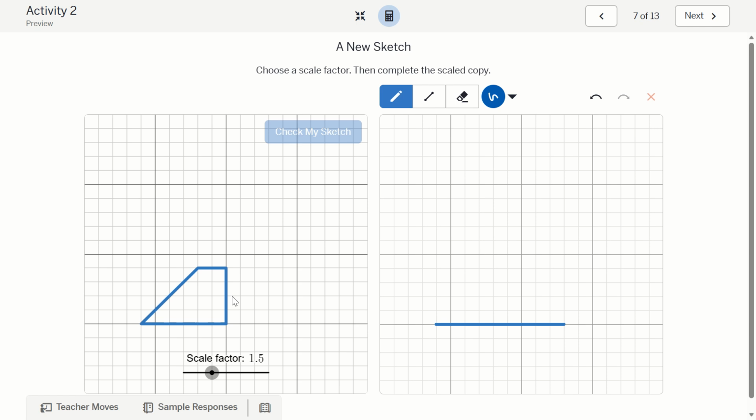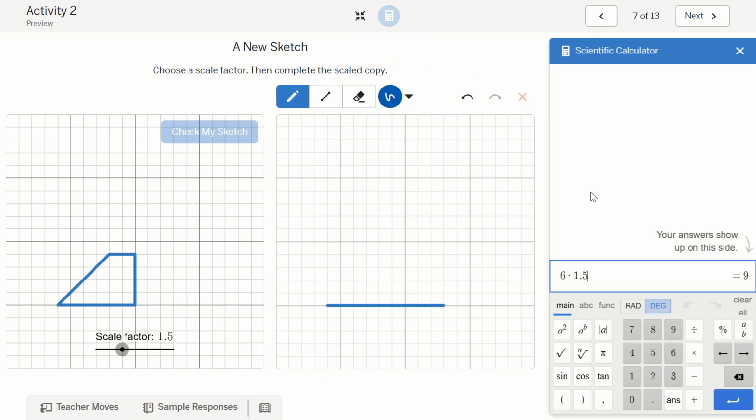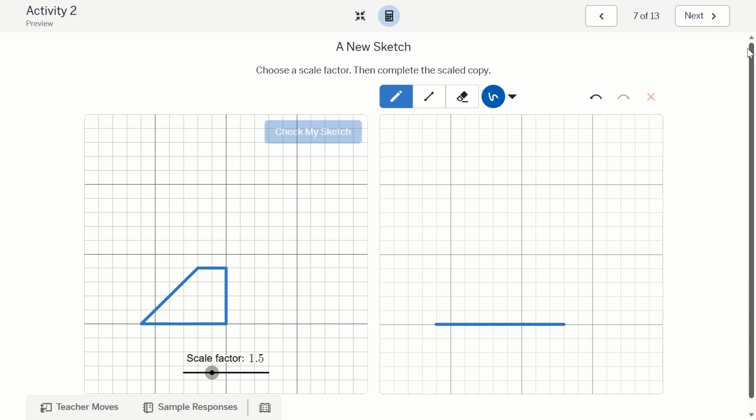But now we have to do every measurement. How long is this side here? Oh, we just went over this. 4 units. So, calculator again. I'm going to clear the calculator. 4 times 1.5 would give me what, ladies and gentlemen? So, my new scale side is 6. 1, 2, 3, 4, 5, and 6.